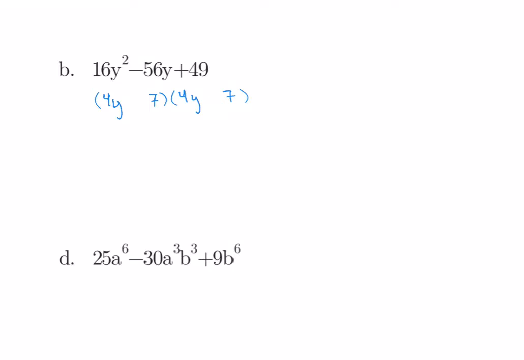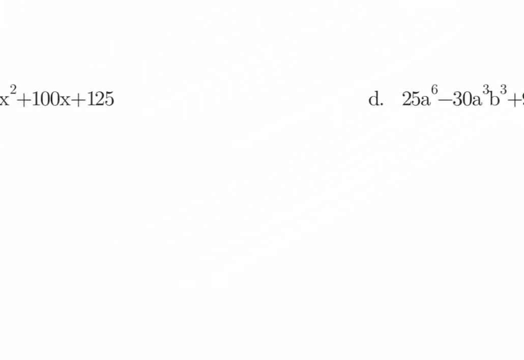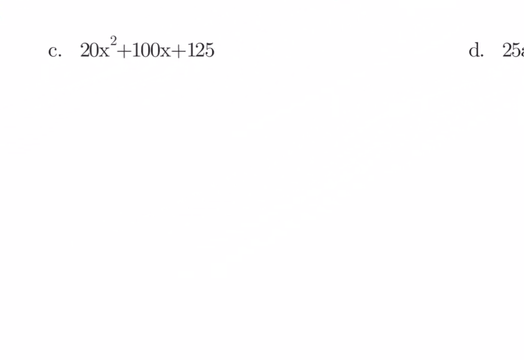And now we do have same signs. Both are negative. Again, you can write this using exponents. So we can write this as 4y minus 7 squared. All right, a couple more. Let's look at example C.